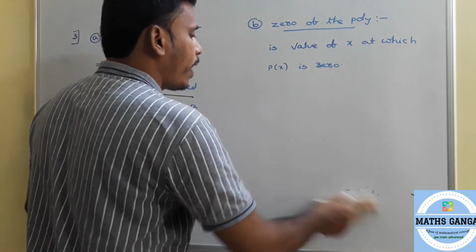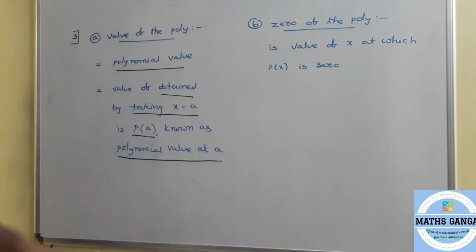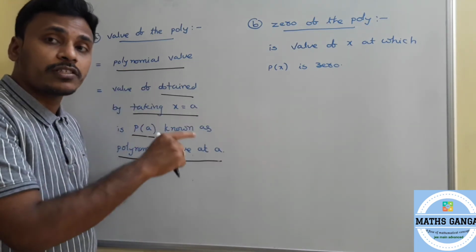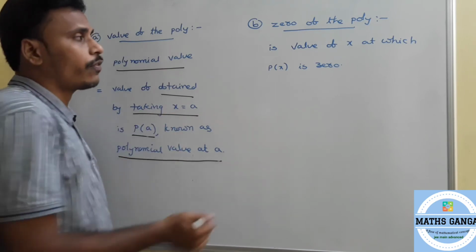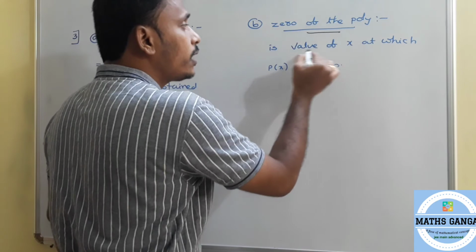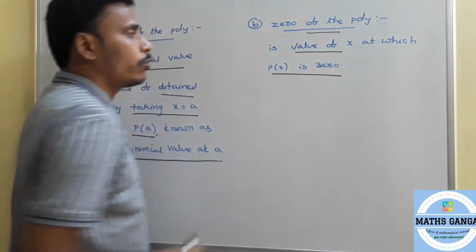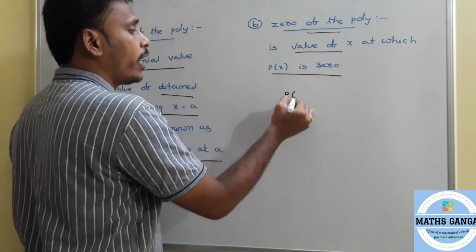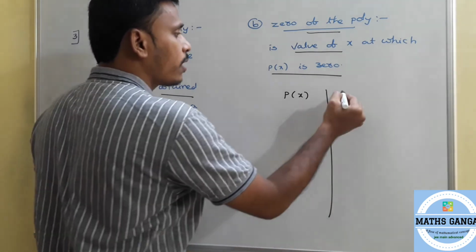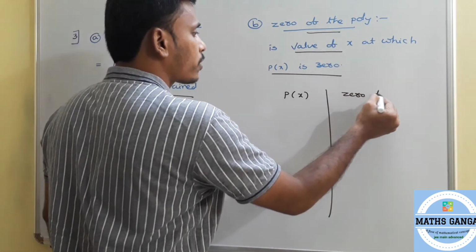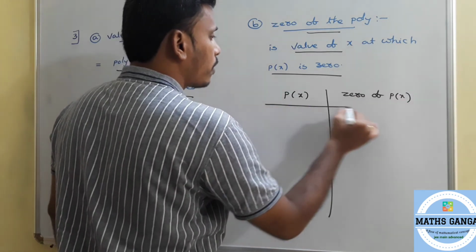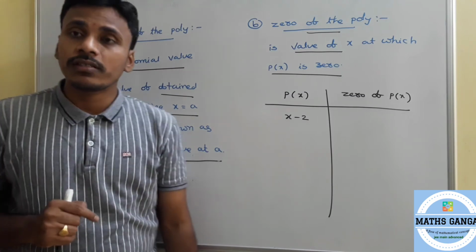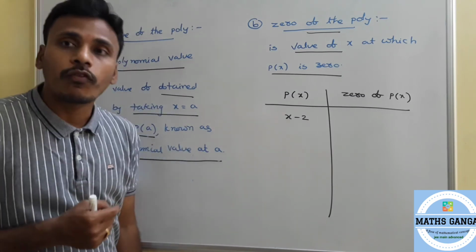I am erasing. The polynomial value is what we just discussed. Coming to the zero of the polynomial, the zero polynomial is different, the zero of the polynomial is different. The zero of the polynomial is the value of x at which p of x is 0. See, we need to make p of x 0, such that we need to consider the x value. Okay, for suppose I will give you some polynomials as well. If my polynomial is x minus 2, what to say about the zero of the polynomial?